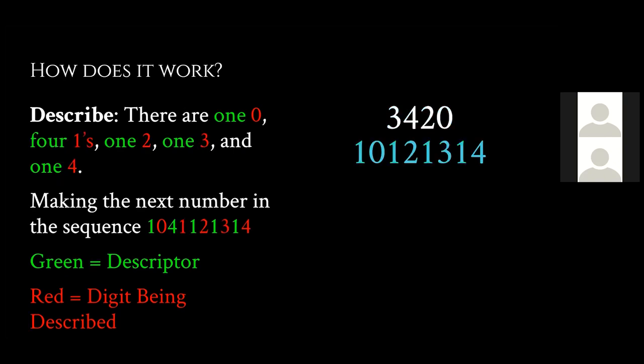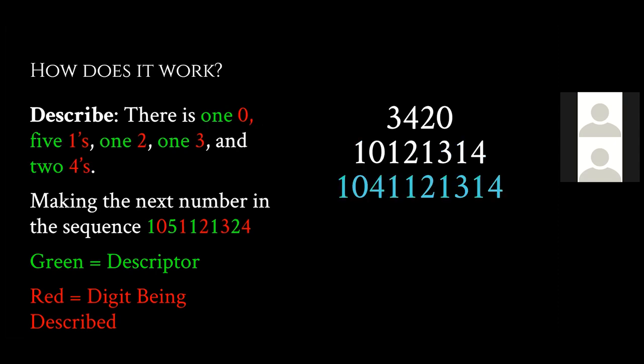So now we're just going to describe it one more time. And this is where it gets a little confusing. You don't want to miscount or else it'll just throw your entire sequence off. So we'd say that there's 1, 0, then there's 1, 2, 3, 4 1s, 1, 2, 1, 3, and 1, 4. Making your next term 1, 0, 4, 1, 1, 2, 1, 3, and 1, 4.